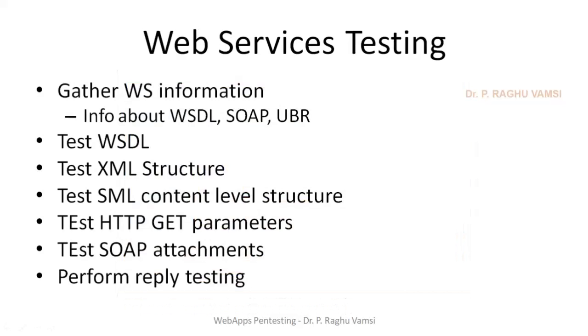So with this information, we can first of all gather the web services information, that is about the WSDL version they are using and what type of specification they are using. Test for WSDL related vulnerabilities. Test for XML structure, whether they have properly structured or not. If there exists loose structuring, or if there exist unnecessary elements defined, then you may make use of those elements. Next is test XML content level structure, not XML schema. This is XML content level structure.